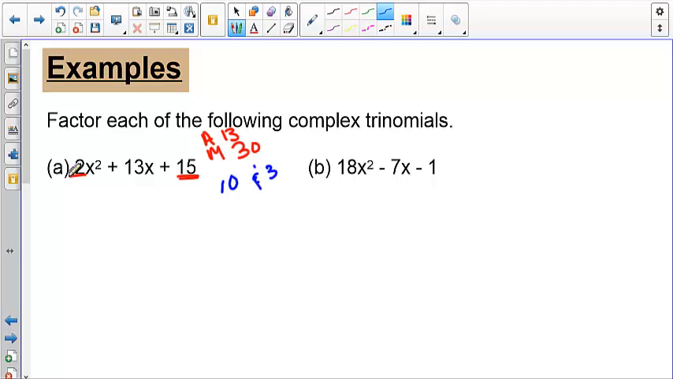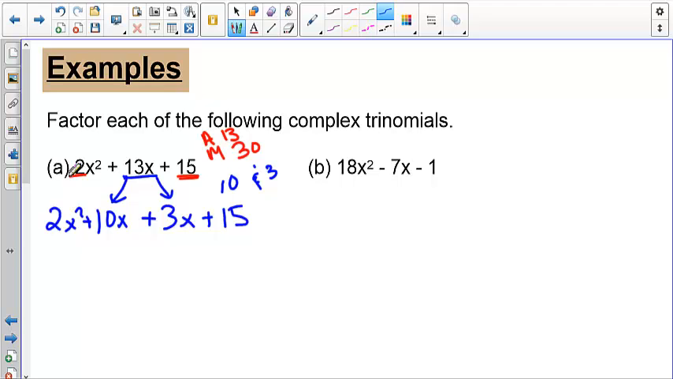But what you do with those two numbers is also slightly different when we're doing decomposition. Remember that I said in the first slide there that we're going to break down this middle term into two pieces. One piece that is 10x and the other piece that is 3x. And again, they're both positive, so I put pluses in front of both of them. The first term remains 2x squared, and the last term remains 15.